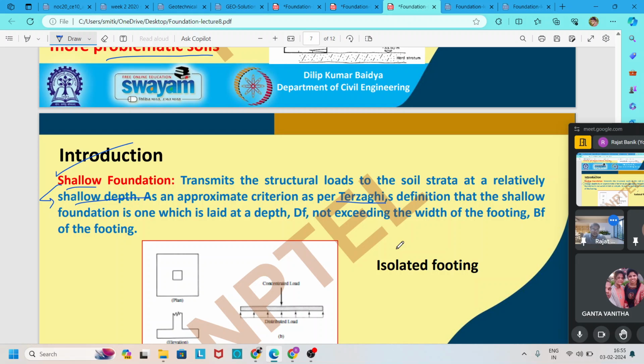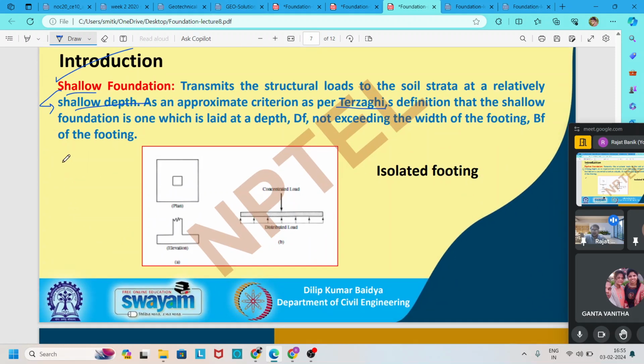for his definition, the shallow foundation is one which is laid at a depth Df not exceeding the width Bf of the footing. I already told you that if the depth of the foundation is less than or equal to the width of the foundation, then it is called the shallow foundation, and this criterion is given by Terzaghi.